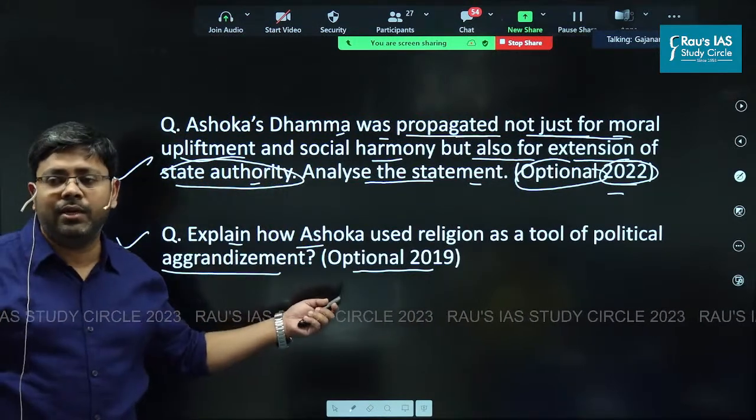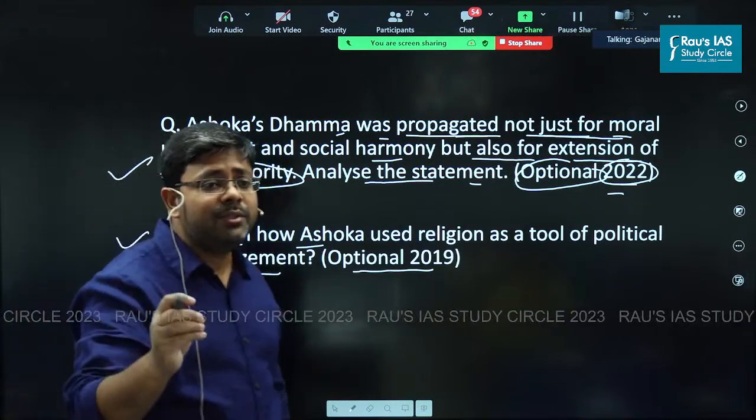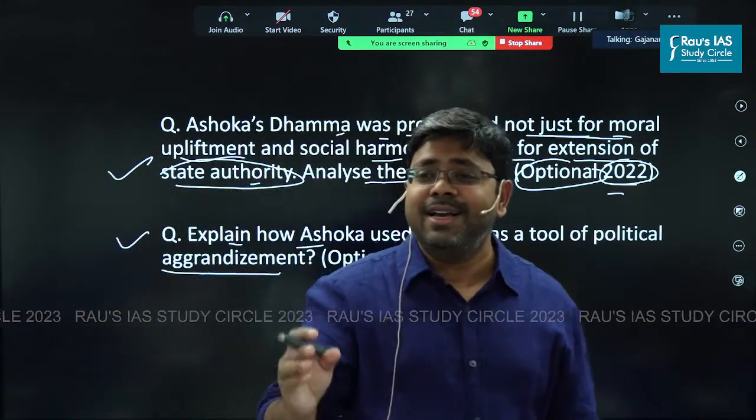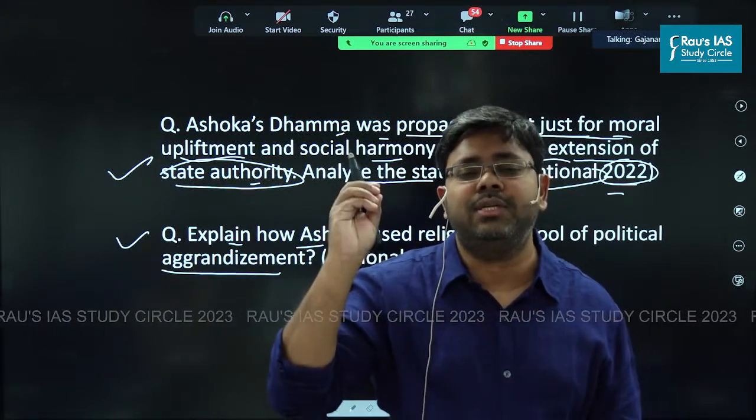When we try to tackle the optional through the questions, it's super easy. The themes are often repeated. Just through questions, you can tackle the entire syllabus so easily.